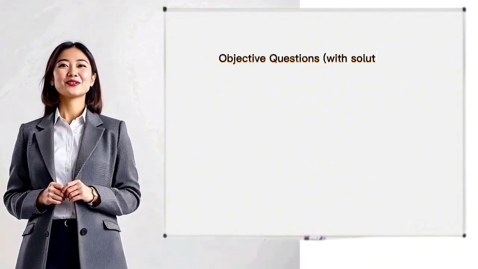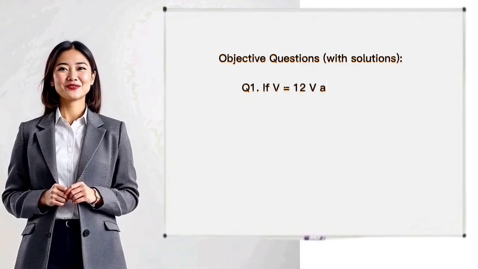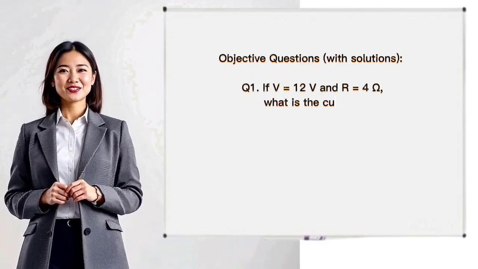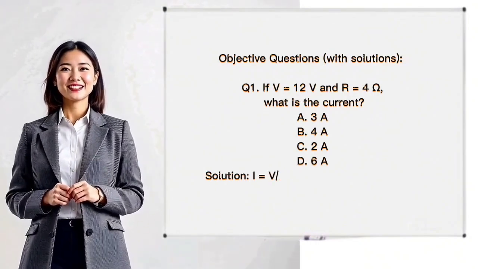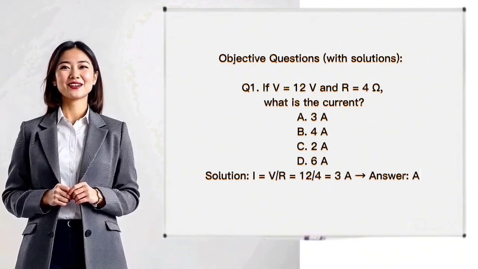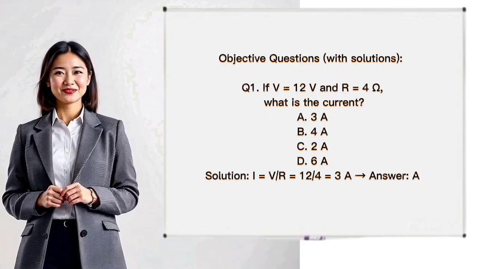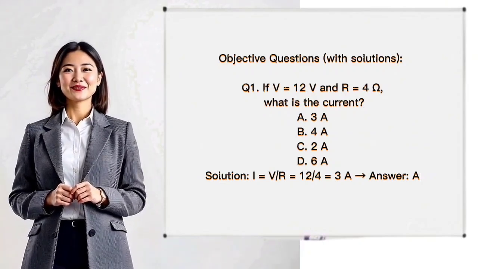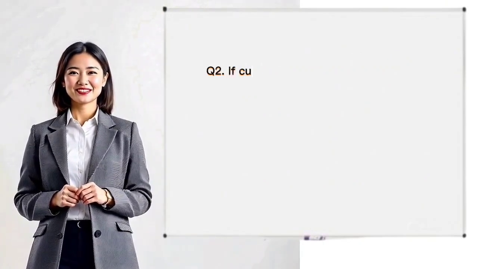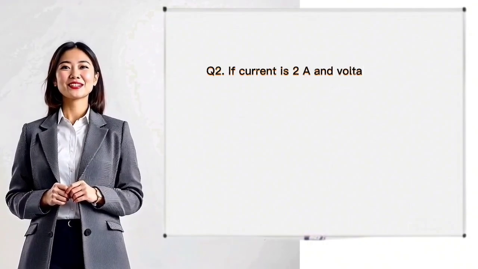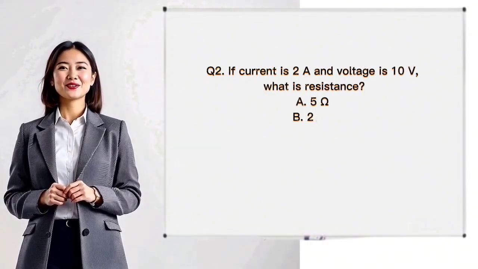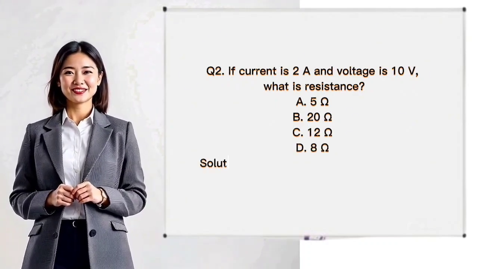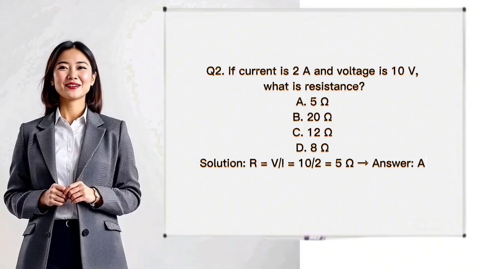Objective questions with solutions. 1. If V is 12 V and R is 4 ohm, what is the current? A. 3 A, B. 4 A, C. 12 A, D. 6 A. Solution: I = V/R = 12/4 = 3 A. Answer A. 2. If current is 2 A and voltage is 10 V, what is resistance? Solution: R = V/I = 10/2 = 5 ohm.